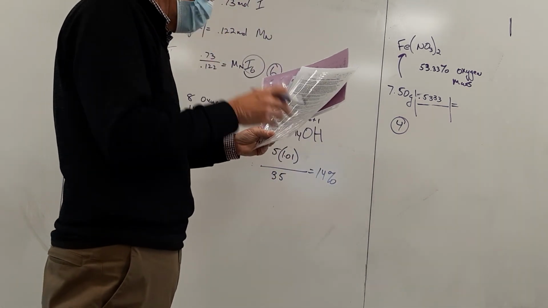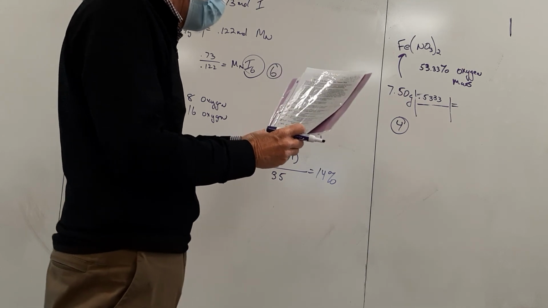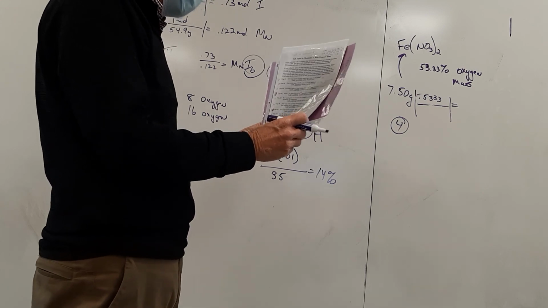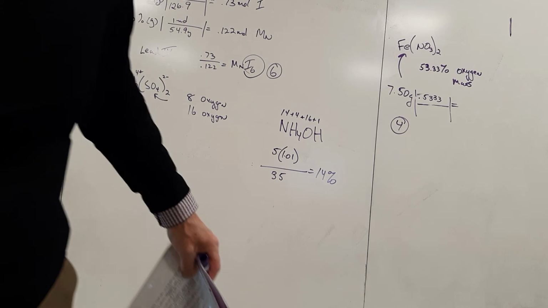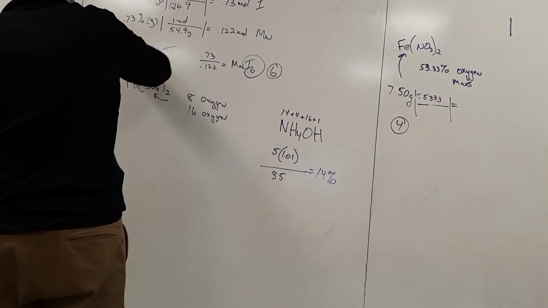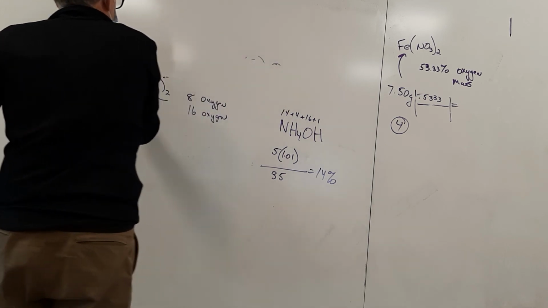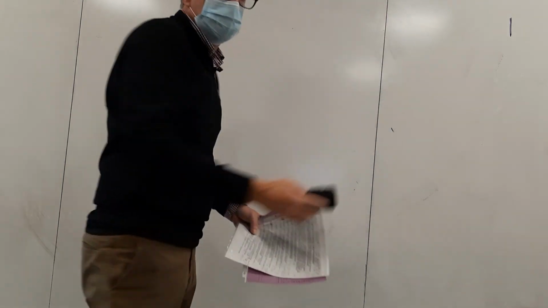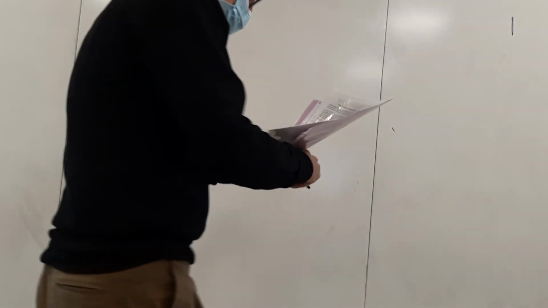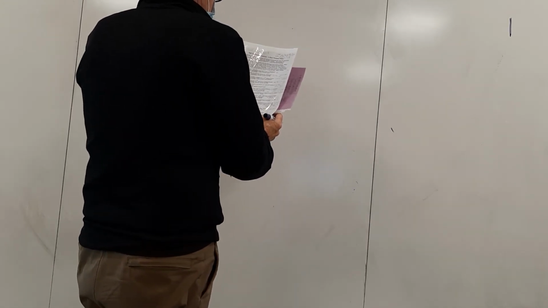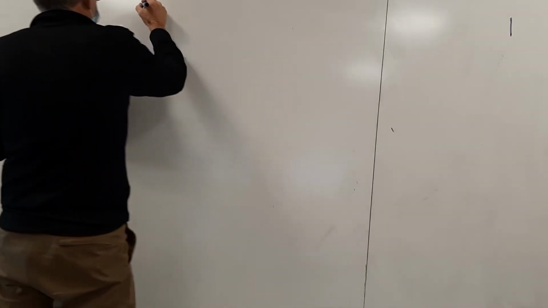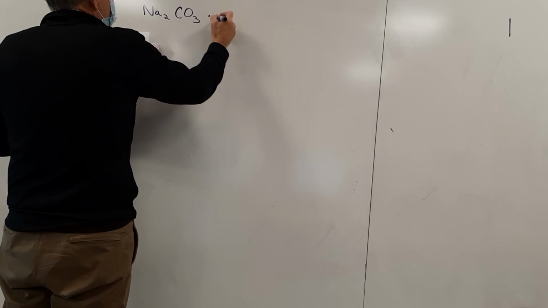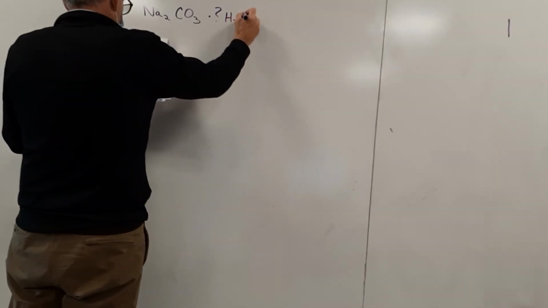Okay. Number 10. How many moles of water molecules are in an empirical formula of a hydrated sodium carbonate if a 4.37 sample has a mass of that after heating to complete dryness? Beautiful. All right, let me write this down here. This is similar to the lab we did. How many moles of water are in the empirical formula of a hydrated sodium carbonate? Na2CO3 dot question mark H2O.